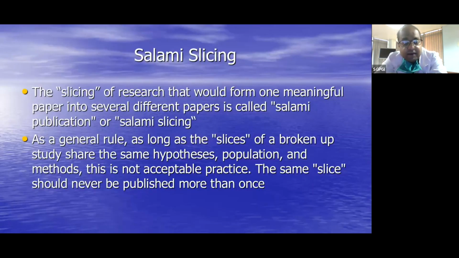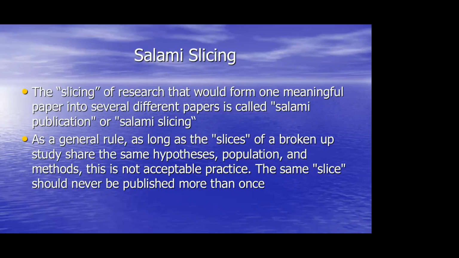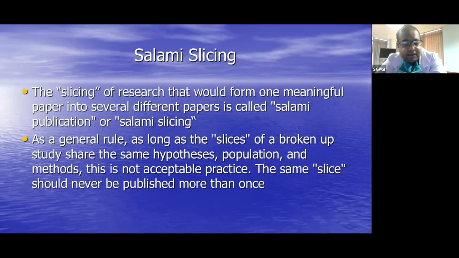Another concept which is important in publication and which is routinely seen is called salami slicing. So this is a concept which actually is the slicing of research that would form one meaningful paper into several different papers. So it's a big study, but under some reason that you need to have more papers, or you just want to increase your citation, you just divide it into very small studies and publish it. The subjects and the hypothesis and experiments are all the same. So actually, it's the same study with a little bit of modification to get a lot of papers from it.